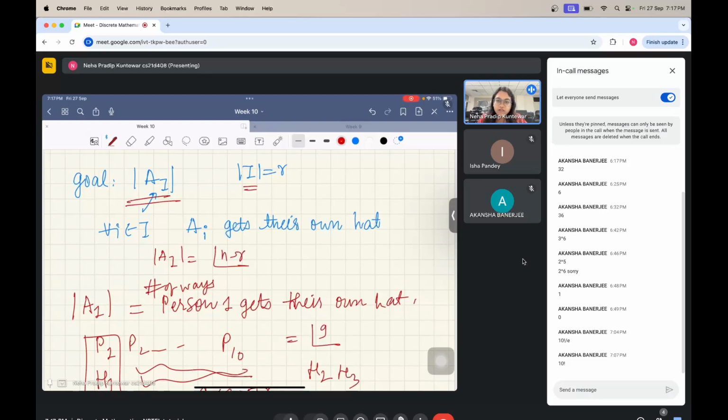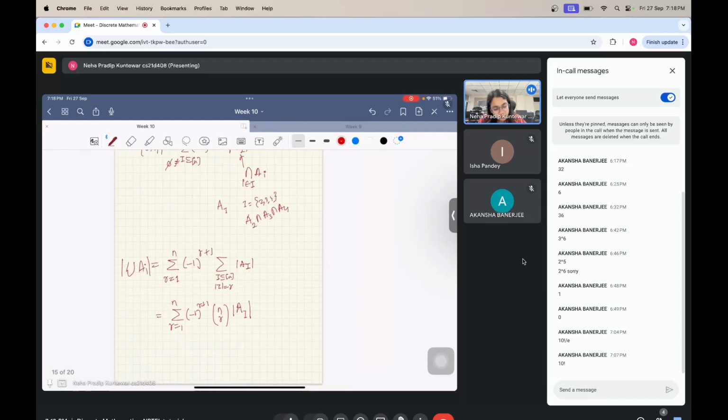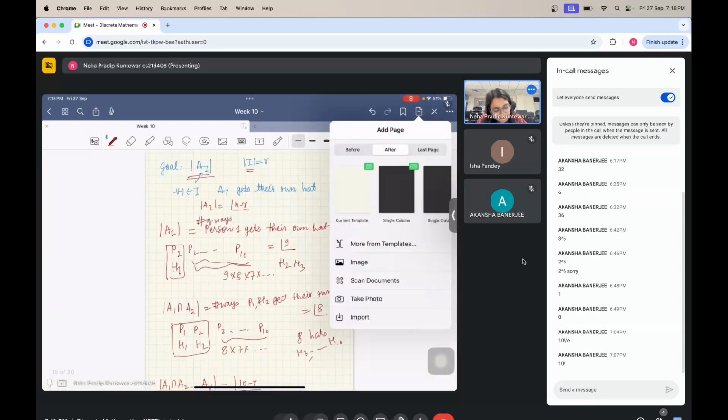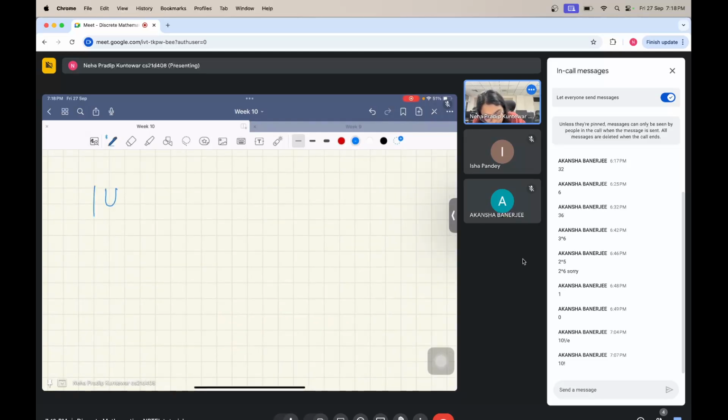And now that we have this answer, we will plug it into the equation that we had here. So what you have is the union of AI, I from 1 to n, is summation of r from 1 to n, minus 1 to the r plus 1, n choose r, size of AI, which we are going to replace with n minus r factorial.